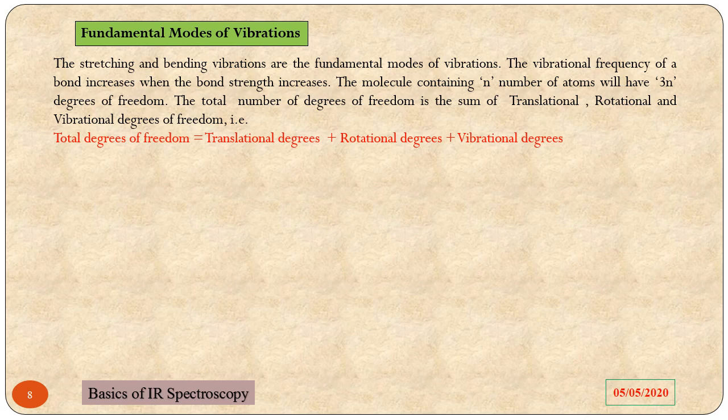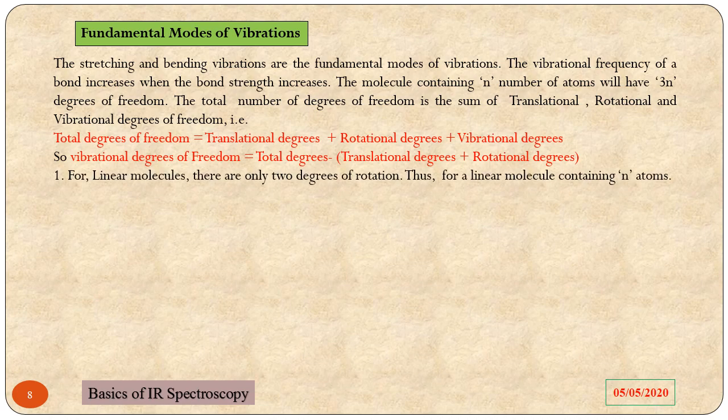That is, total degrees of freedom is equal to translational degrees plus rotational degrees plus vibrational degrees. So how do we get the vibrational degrees of freedom? It is the sum of translational and rotational degrees deducted from the total degrees of freedom.